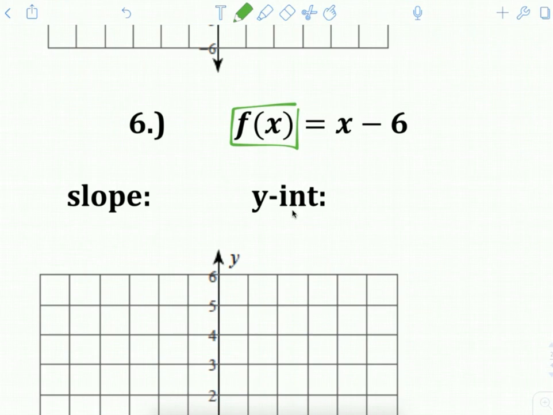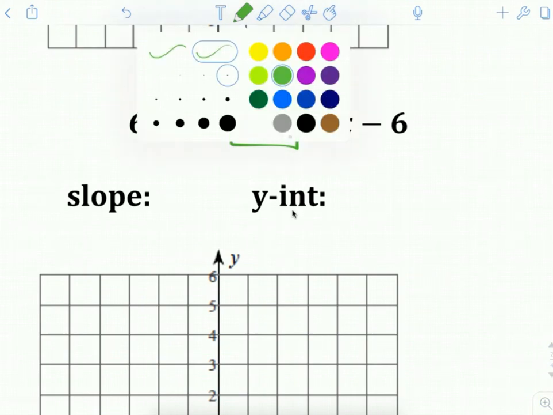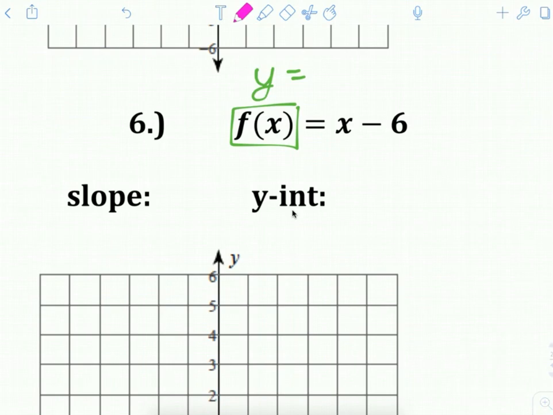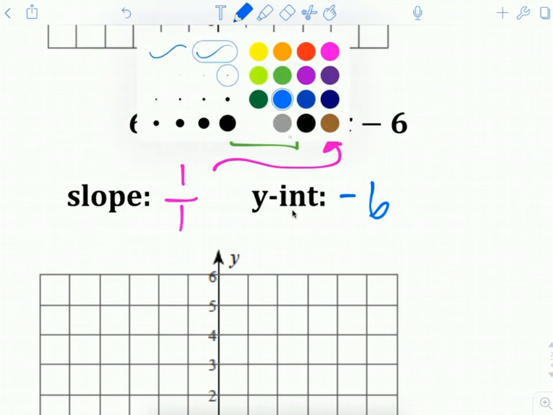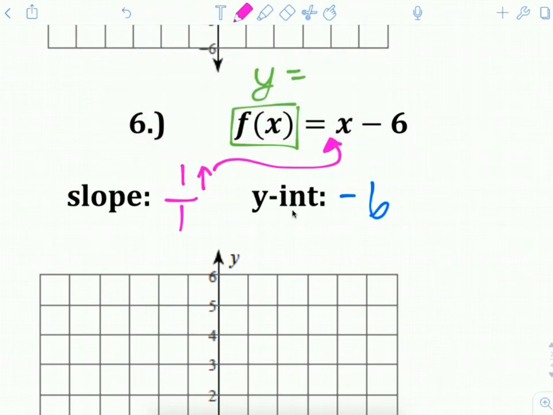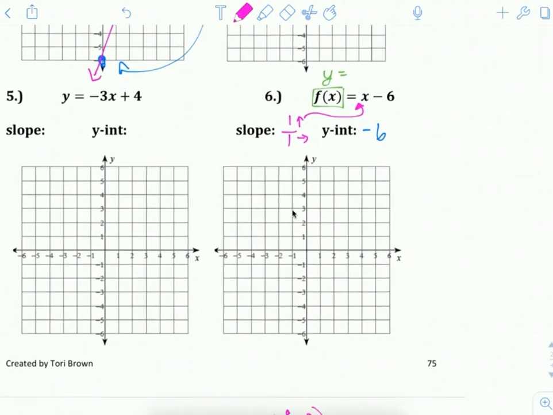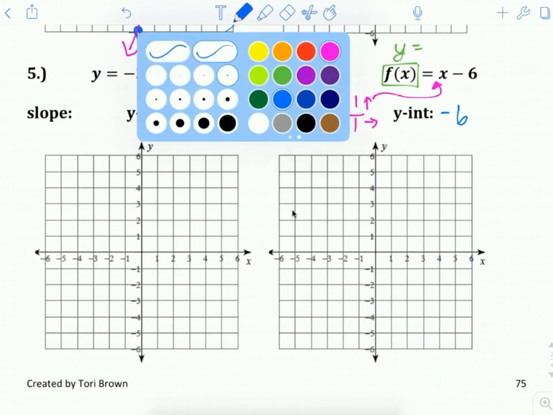Reminder again, what does f of x mean? Hopefully you remember that that's the y equals. So the slope here is going to be the number in front of x. I don't have a number, but I also see an x, so it can't be 0. I see 1x, and we make it a whole number by putting it over 1. My y-intercept is going to be negative 6 again. So when I do my slope, I'm going to rise 1, run 1, and we're starting down there at the negative 6 on the bottom.